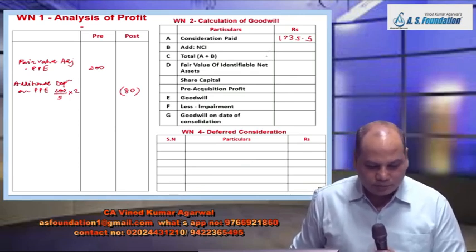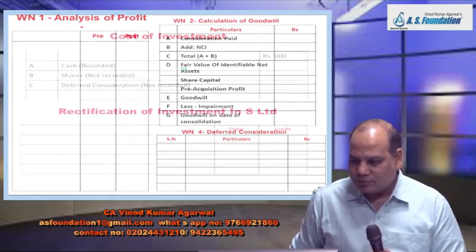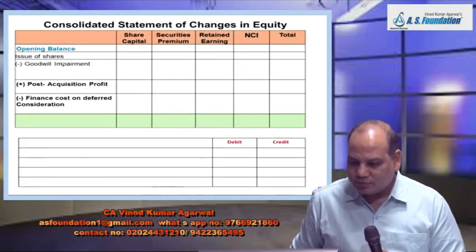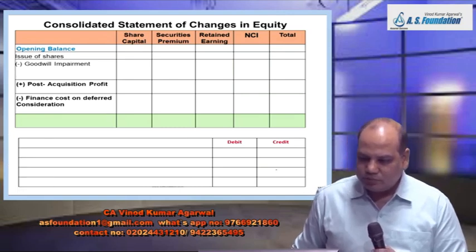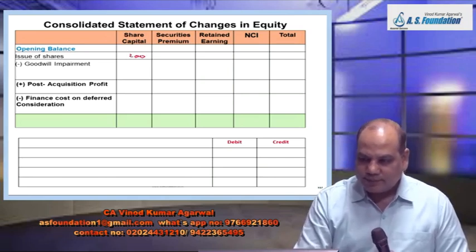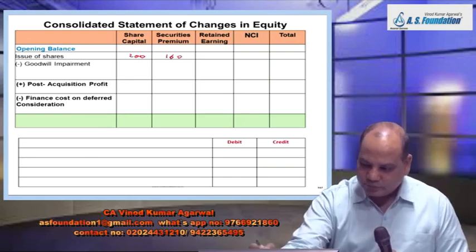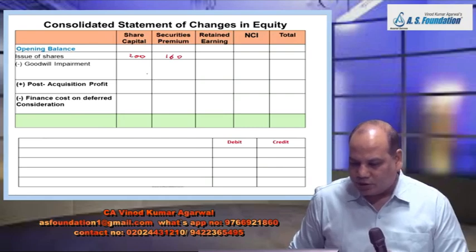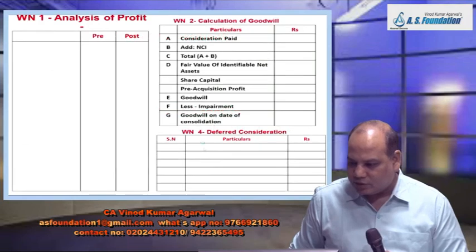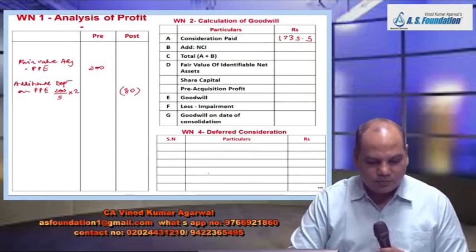Then next line. The second effect of that also we have to give. Issue of share, write down here. In the share capital line, issue of share 200, and securities premium column 160. And deferred consideration, there is a working note on deferred consideration also. Right here, working note for deferred consideration.